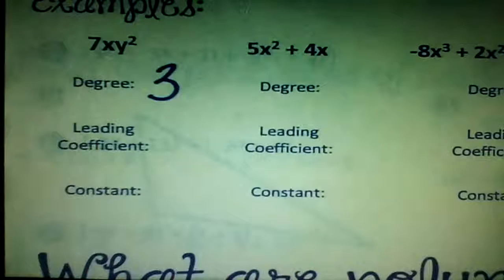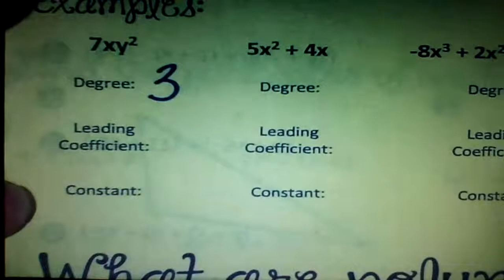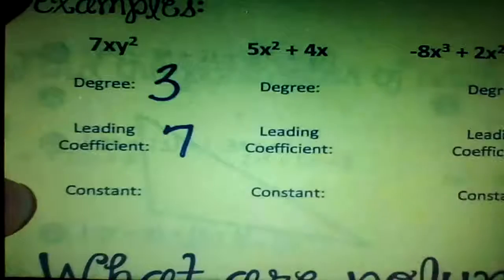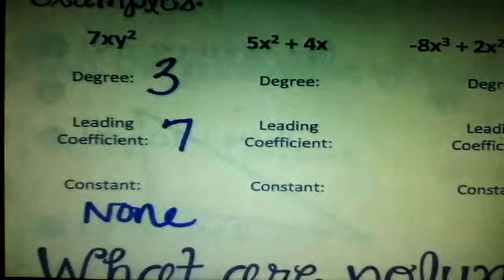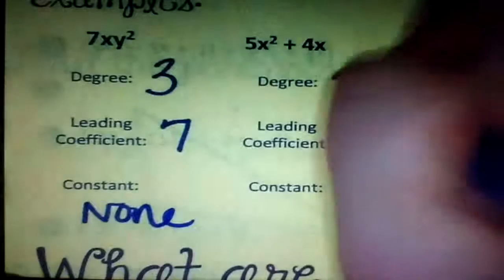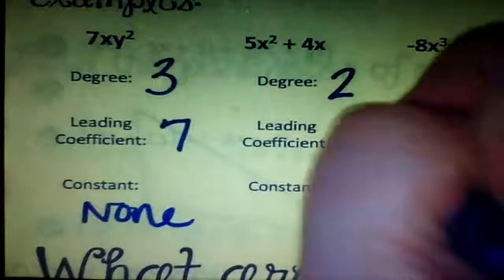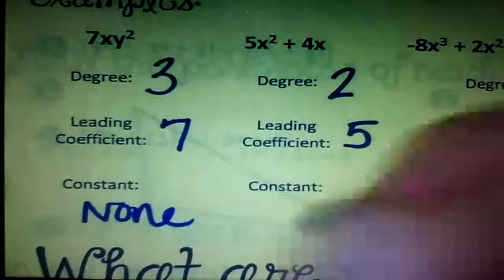What is my leading coefficient? 7. What is my constant? None. I didn't put nothing. Is that okay? That's fine. Your constant is none. There is no constant. Remember, a constant is just a number with no variable. Take a look at the second one. What is the degree of this one? 2. What's my leading coefficient? And my constant? None again.